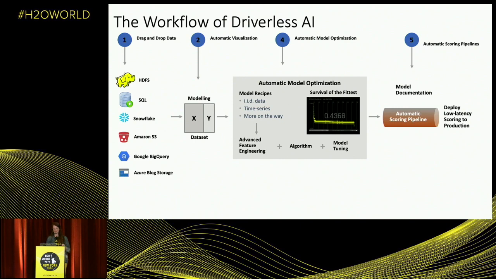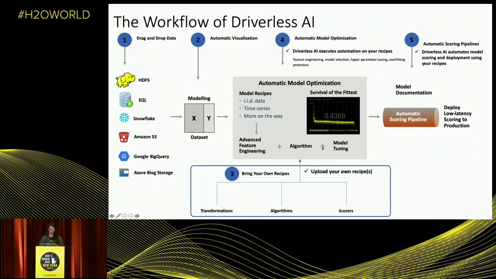And then all of this is done into an automatic scoring pipeline, which can deploy to Java, Python, C++, R, and this can easily fit into a REST server, Java API, wherever you're deploying models today. So what we're going to be talking about is adding in the bring your own recipes.